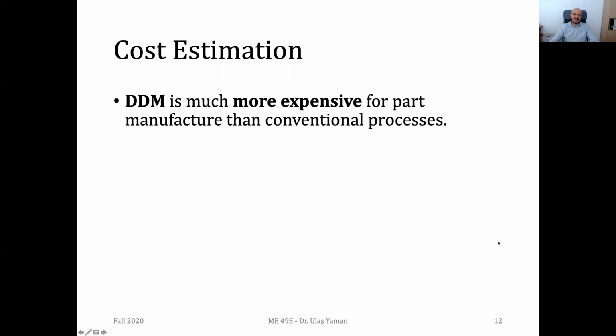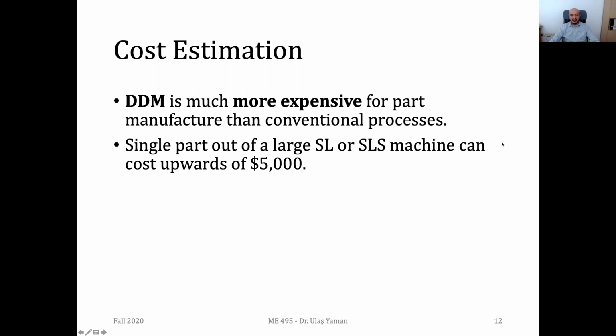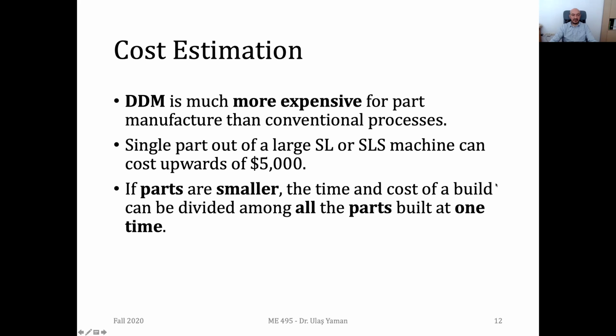So in summary, we can say that DDM companies are producing the parts in a more expensive way, but their qualities are much better, and their costs are also higher than the conventional processes. For instance, considering stereolithography and SLS systems, the cost of a part might be around $5,000, since they have other extra costs, machine costs, engineering costs. So the cost of even a simple part might be around $5,000.